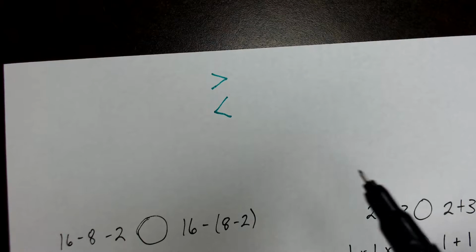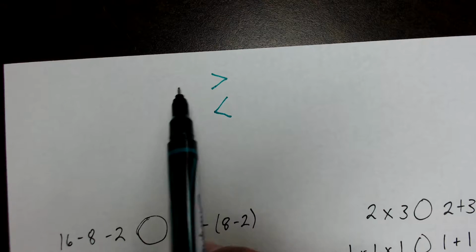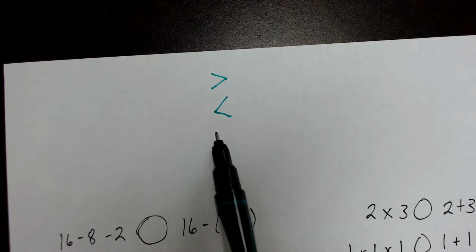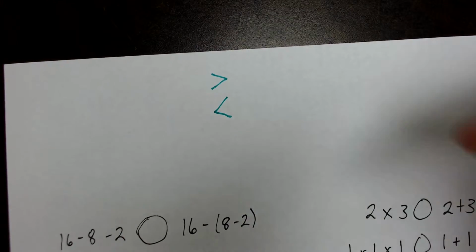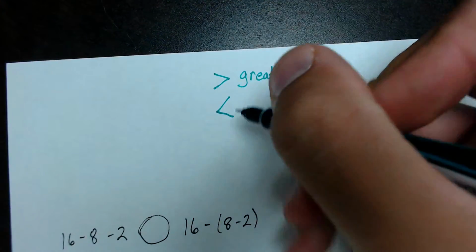The way that always helped me remember is that you read the symbol from left to right, the same way that you read letters. So if the left side is bigger, then that is the greater than symbol. If the left side is smaller, then that is the less than symbol. So this symbol is saying greater than, and this one is saying less than.